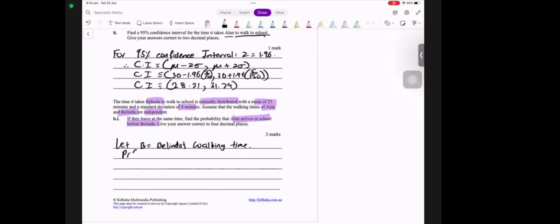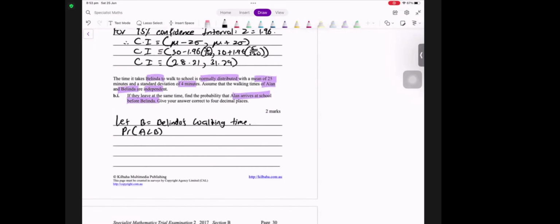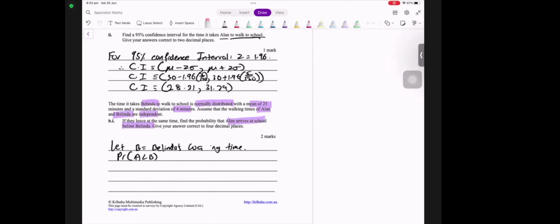So what we're looking at is pretty much the probability that Alan arrives to school before Linda. So A is less than B. That's really what we're looking at here. And so here, on my paper, I think it's the same thing still. Let's see. Okay, no, that still works.